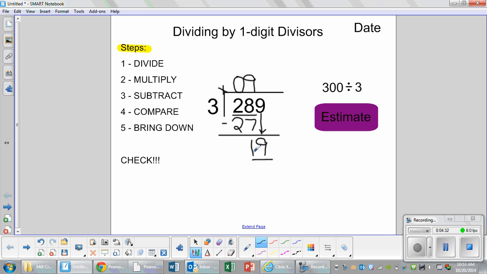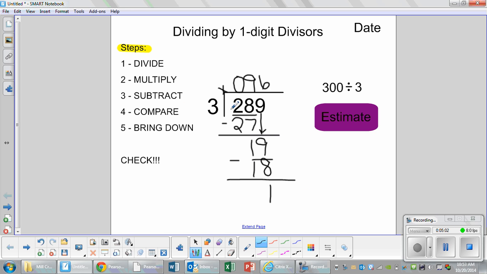So I'm going to divide 19 divided by 3. I know that 3 times 6 is 18, and that's very close. Then I'm going to multiply 6 times 3, and I get 18, and I'm going to record that down here underneath the 19. Then I'm going to subtract. 9 minus 8 is 1. I'm going to compare.